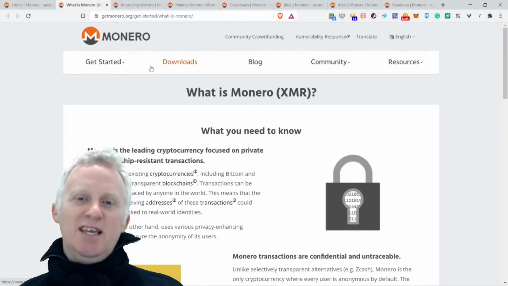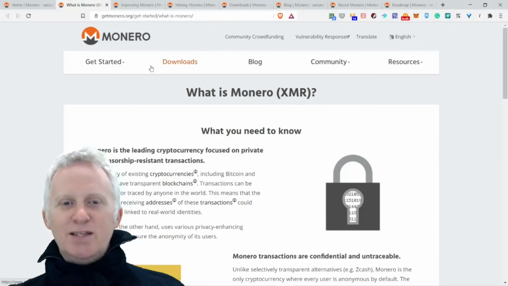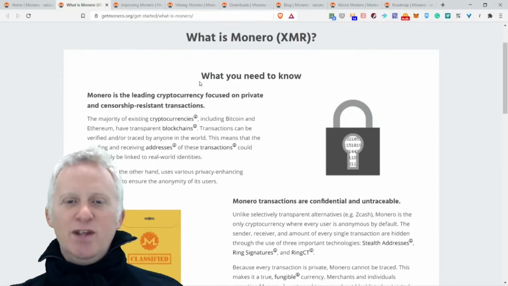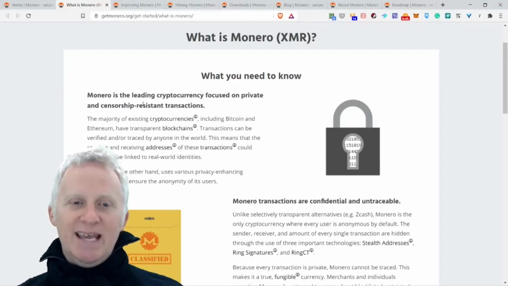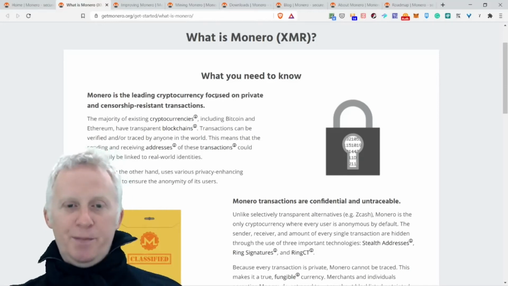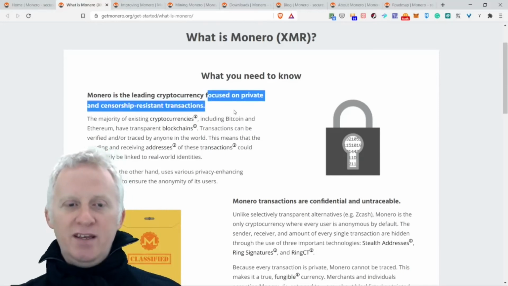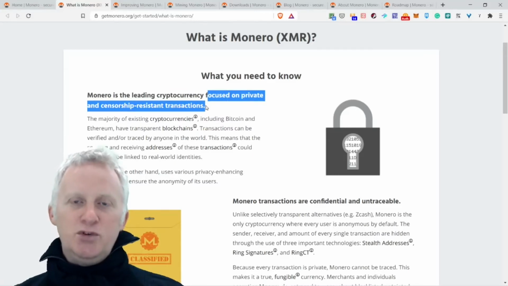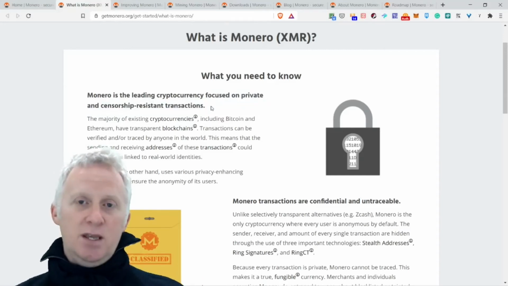So let's continue. What is Monero? What you need to know about XMR and Monero behind it. Monero is a leading cryptocurrency focused on private and censorship-resistant transactions. This is really powerful. Focused on private and censorship-resistant transactions. So you are your own bank. Nobody can stop you from transacting or sending money. And this is really powerful, the decentralized way.